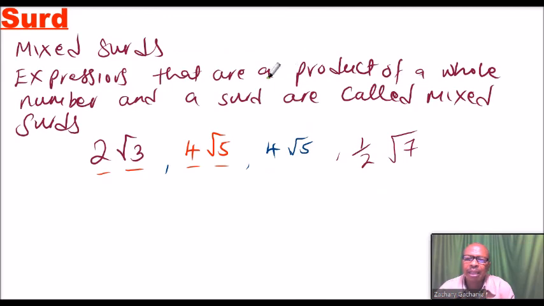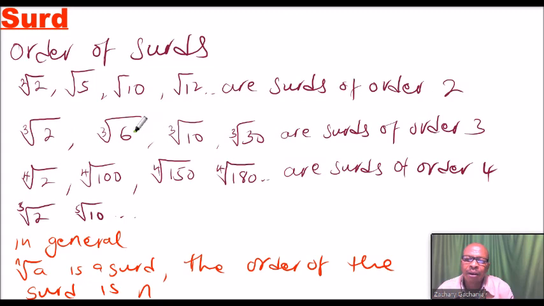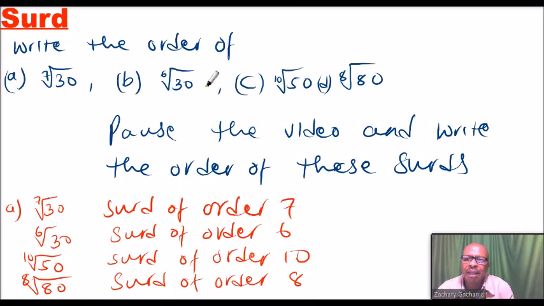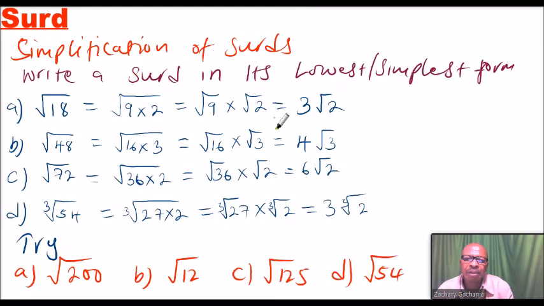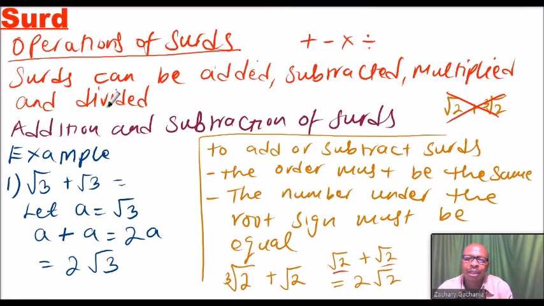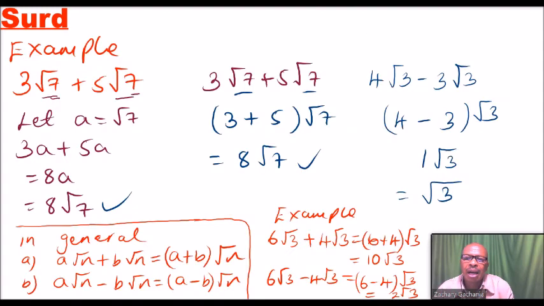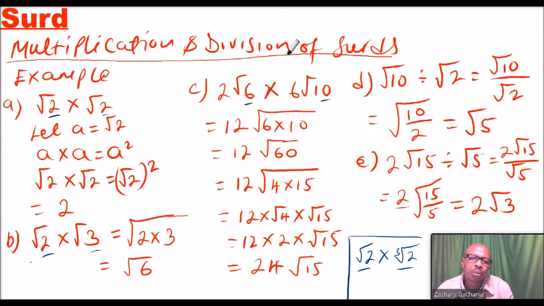Then we have looked at mixed surds, which have a whole number and part of it is a surd. And we have order of surds. We have covered that. Then we have looked at simplification, like these ones. And then we have looked at operations, addition and subtraction. And we have also looked at multiplication.